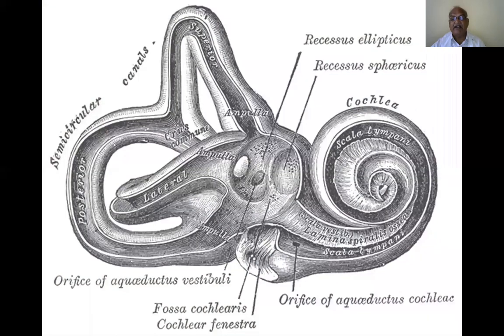This is not a line diagram, but you can see the line diagram. This is the recessus ellipticus. This is the fossa cochlearis. This is the cochlear fenestra. Now this is the spherical recess. In the wall of the vestibule, all these are present.